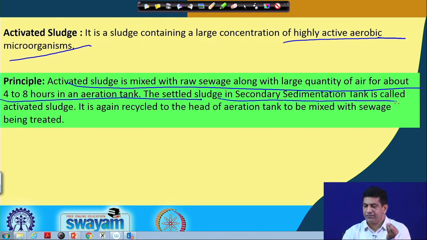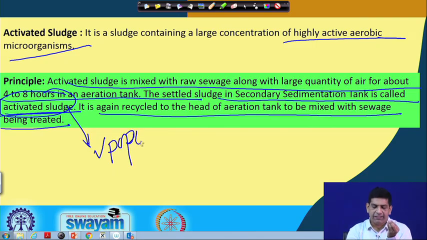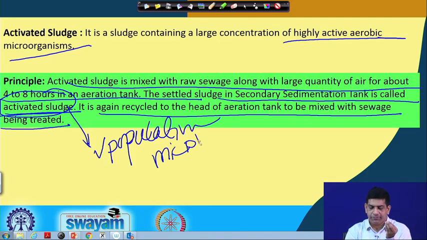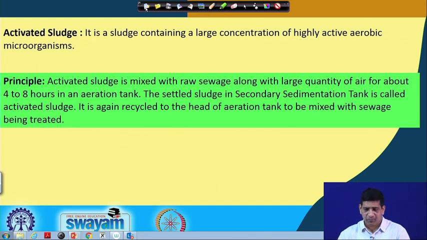The settled sludge in the secondary sedimentation is called activated sludge, because it is recycled to the head of the aeration tank to be mixed with the sewage being treated. This activated sludge has a very high population of microbes. This microbial population is brought back into the reaction, recycled to the head of the aeration tank again to be mixed with the sewage which is being treated. That is called the activated sludge process.